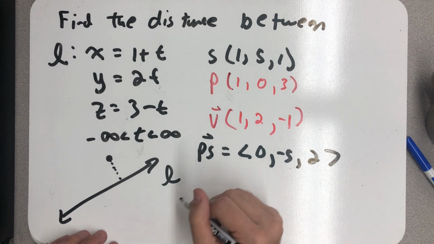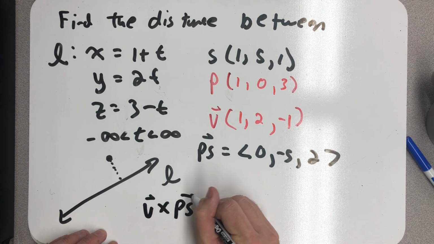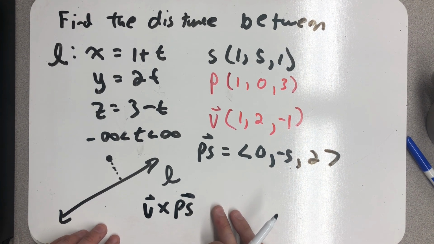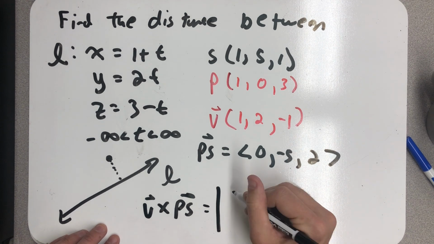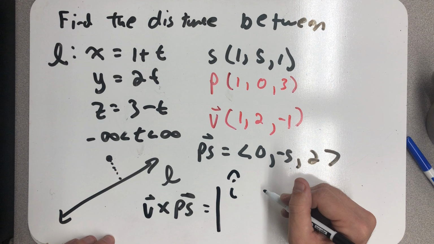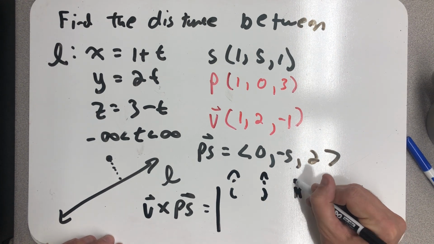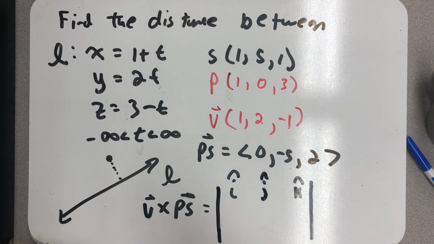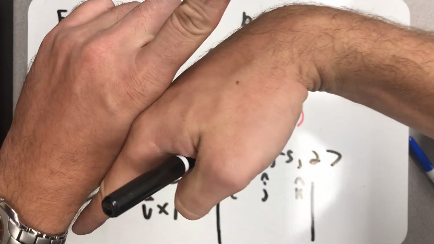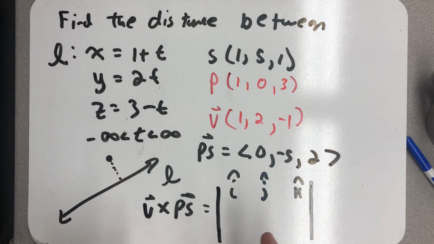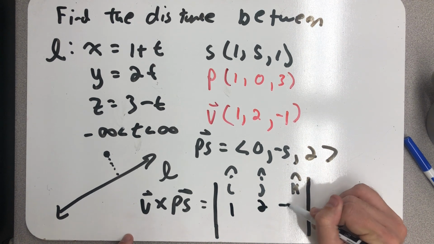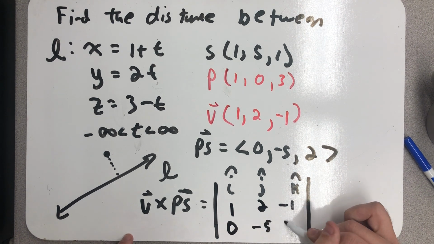So now I need to take a cross product, V cross PS. In the formula I wrote down a minute ago, I wrote PS cross V. Well, when I did this example, I decided I wanted to go V cross PS because I'll get the opposite sign and everything, right? The vector itself will be going the wrong direction, but it doesn't matter because I'm going to find a magnitude, right? So after I find the magnitude, that won't matter anymore. So I just need to find this cross product, (1, 2, minus 1) cross (0, minus 5, 2).